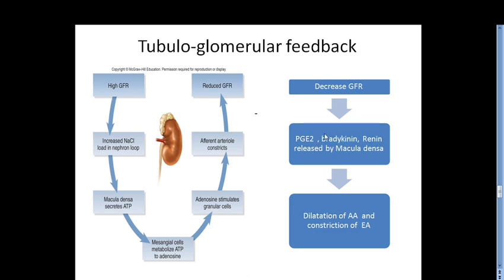These prostaglandins and bradykinins have a dilator effect over the afferent arterioles, whereas renin will cause vasoconstriction, via angiotensin, of the efferent arterioles. As we discussed earlier, these two vessels, afferent and efferent arterioles, behave differently. So these two vasodilators, PGE2 and bradykinin, will dilate the afferent arteriole, and there will be constriction of the efferent arteriole. That's why there will be more hydrostatic pressure, and the GFR will be maintained.